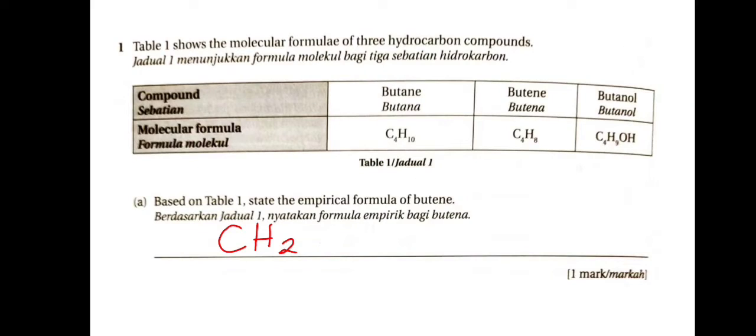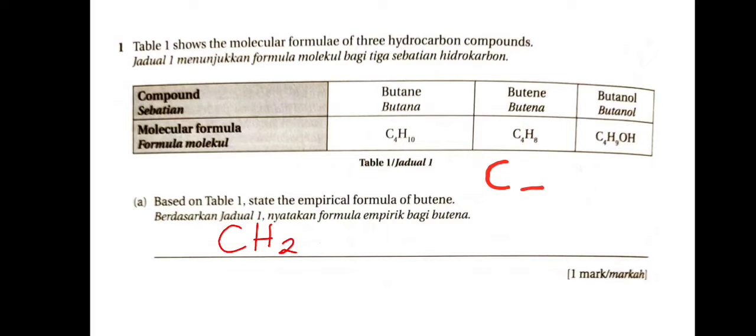Okay, so this one is paper 2. Table 1 shows the molecular formula of 3 hydrocarbon compounds. Okay, here we have butane, butene, butanol. Okay, A. Based on table 1, state the empirical formula for butene. Okay, butene punya empirical formula. So di sini butene C4H8.